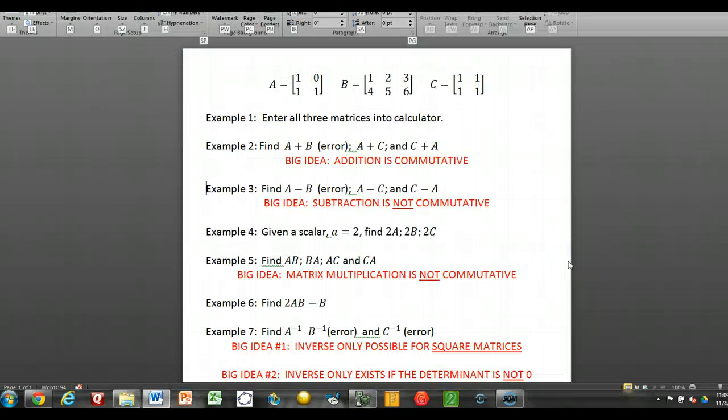Alright, so now we've completed examples 1 and 2. Now let's move on to example 3. We want to find A minus B, A minus C, and C minus A. And here the big idea is going to be that subtraction is not commutative, meaning the order does matter. So let's go back to our calculator. We're first going to find A minus B.